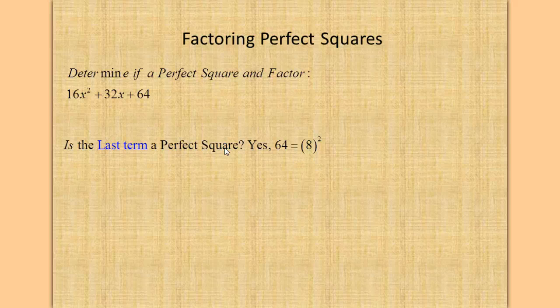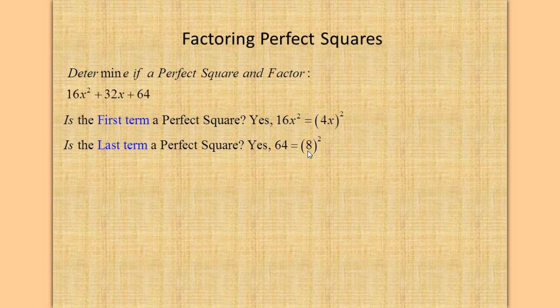Okay, let's do an example. Determine if this is a perfect square and factor. So we have 16x squared plus 32x plus 64. Is the last term a perfect square? Yes, 64. 8 times 8 is 64. Is the first term a perfect square? Yes, 16. 4 times 4 is 16, and x times x is x squared. So we got the first and the last term.